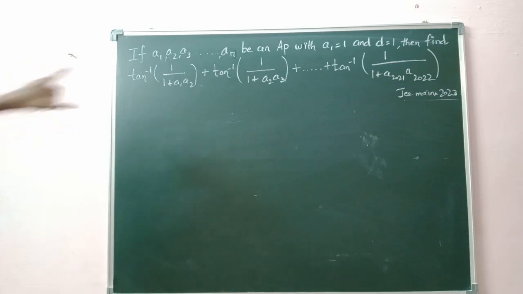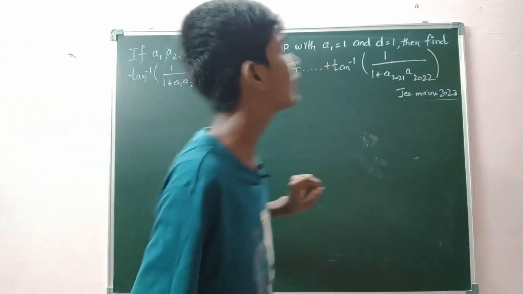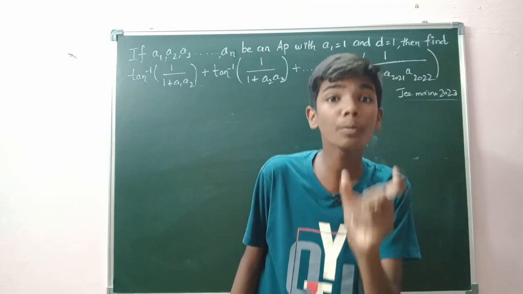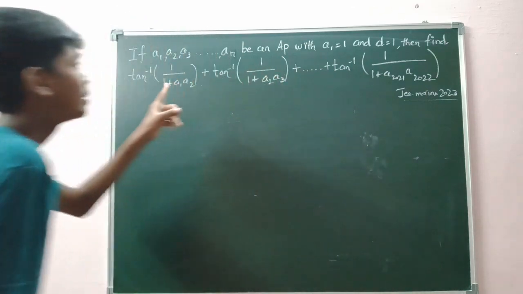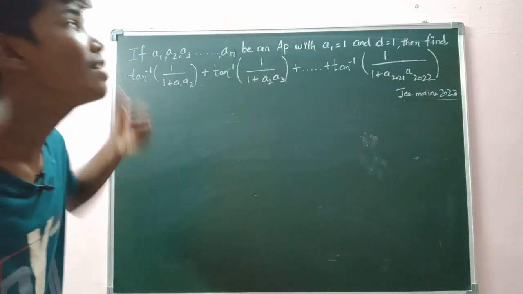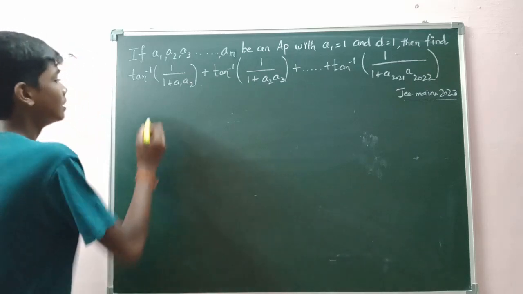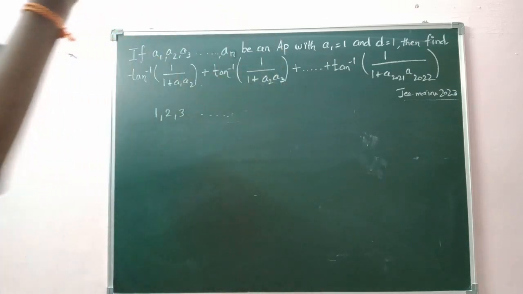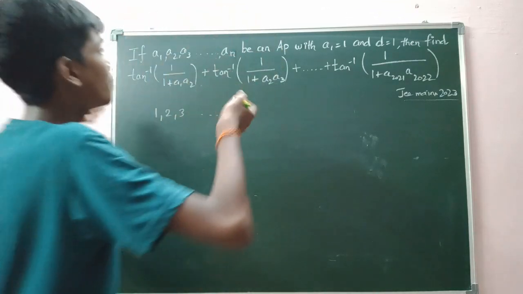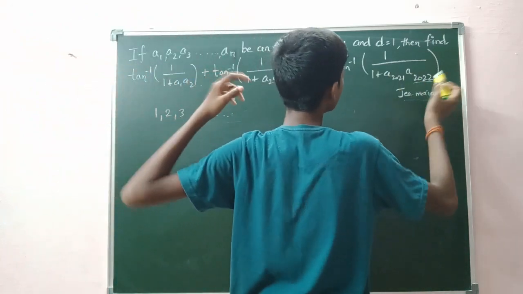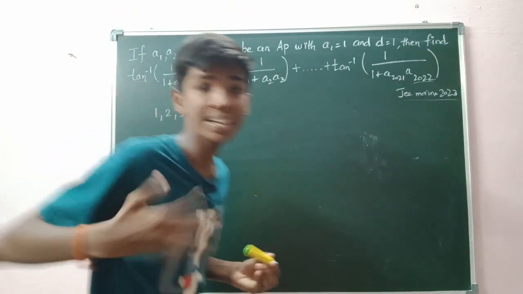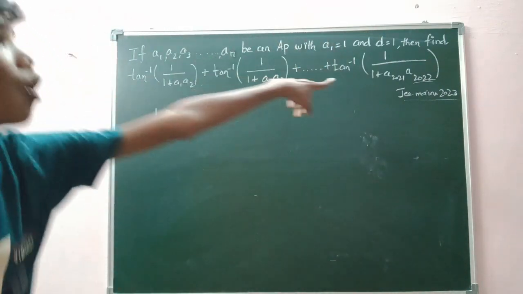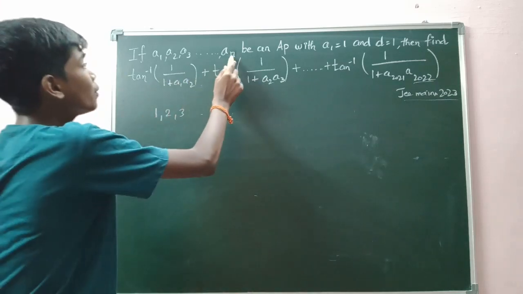First, it is given that a1, a2, a3 all the way up to an are in AP, with the first term a1 given as 1 and the common difference 1, which means your AP is 1, 2, 3, all the way up to n, or you can say 2022. Just listen to me very carefully. Why I am taking it as 2022 is because the summation in the question goes all the way to 2022, though the progression is given up to an.